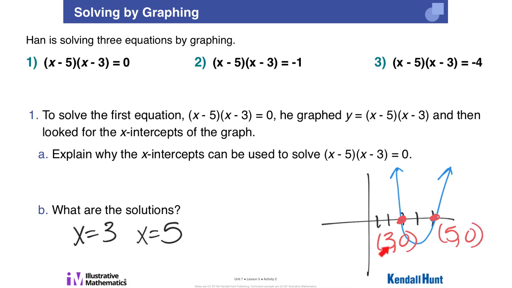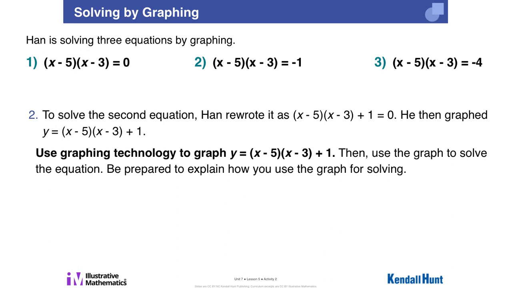And that means that when x is 3, the whole thing is equal to 0, or the y value is 0. And everything on that x-axis has a y value of 0. So whatever those x-intercepts are, for example, this one's 5, that's saying that when x is 5, the whole thing is equal to 0. So before we do anything here, let's make sense of what the second question is saying.